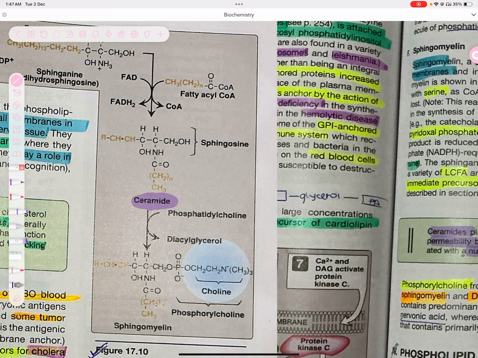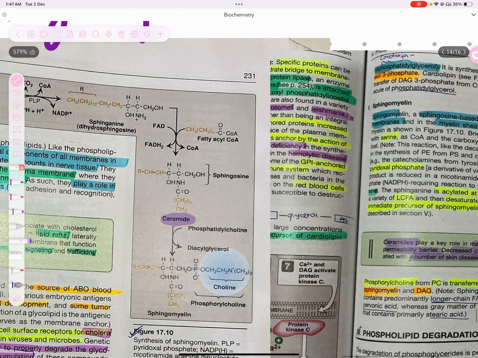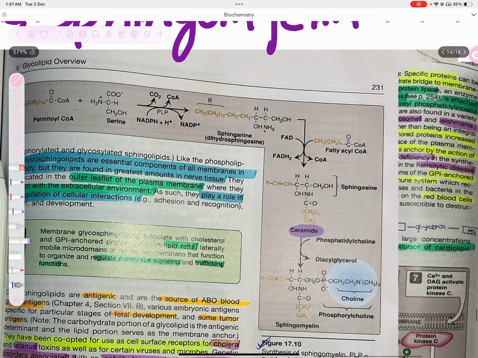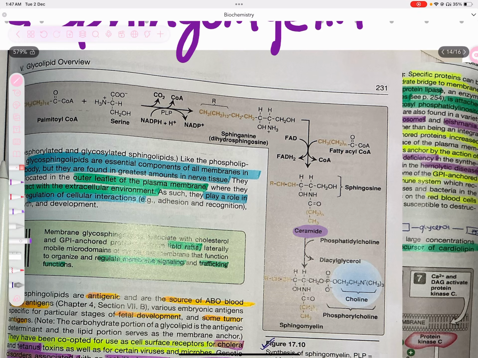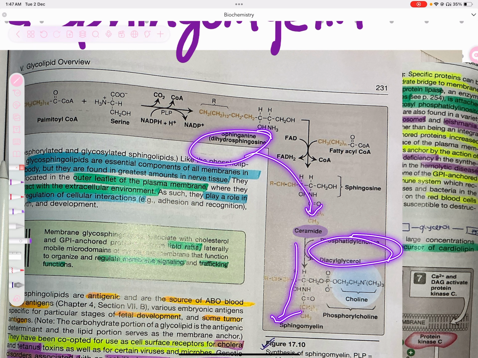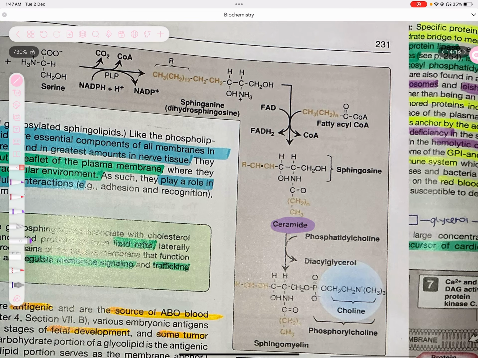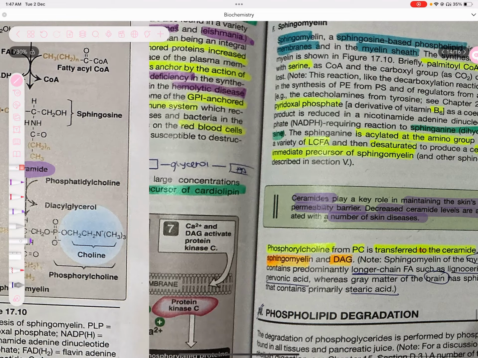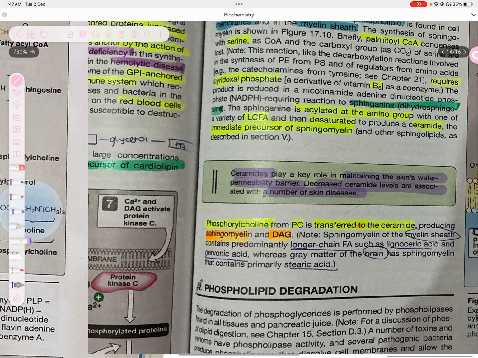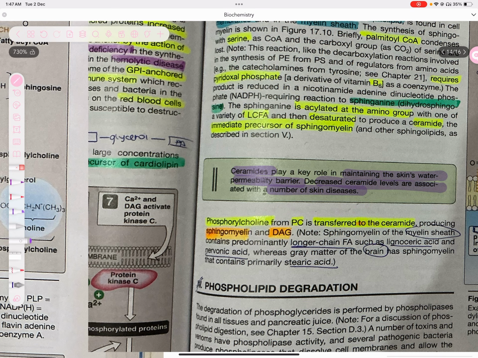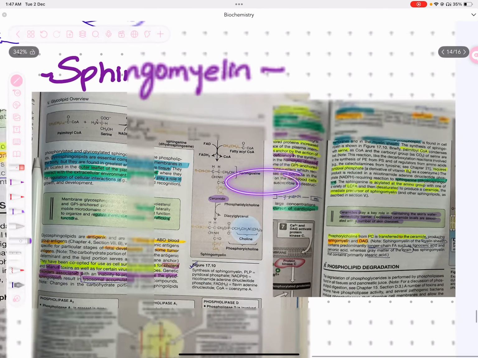So again, let's recall. First of all, palmitoyl-CoA and serine, they come together and they form sphingosine. Sphingosine, which is also dihydrosphingosine, gets converted to ceramide, and that ceramide gets converted to sphingomyelin by the addition of phosphatidylcholine, right? And if there is any sort of deficiency of ceramide, or ceramide is not being made, this means that there will be skin diseases because ceramide maintains the water permeability barrier of the skin.